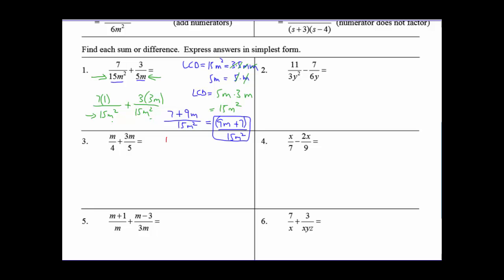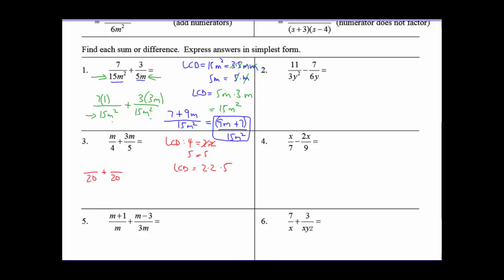All right, number 3. We need to find our LCD. We have a 4 and a 5. A 4 is equal to 2 times 2. A 5 is equal to 5, or 5 times 1. If we put this together, in order to get the 4, we need a 2 and a 2, and in order to get the 5, we need a 5. So we need 2 times 2 times 5, or 4 times 5, which is 20. So our lowest common denominator is going to be 20 and 20.